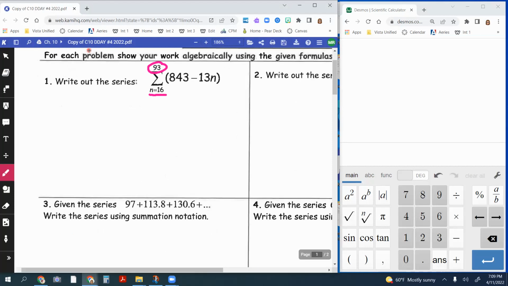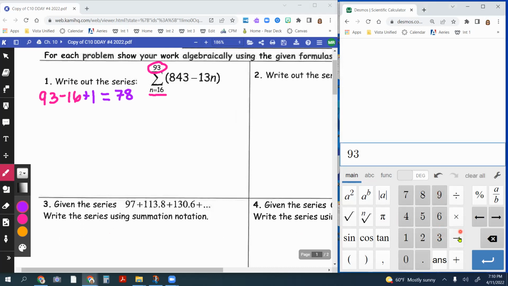We have to be careful because that is not 93 terms. It's going to be 93 minus 16, and then you're going to add one on. When we do, we're going to end up with 78 terms. Okay, so 93 minus 16 plus 1 is 78. So we have 78 terms.